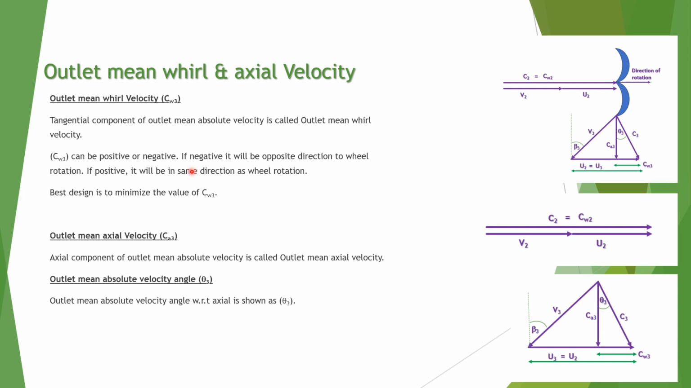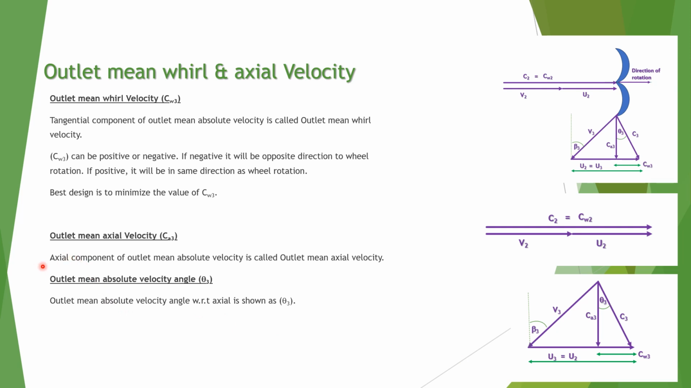Outlet mean whirl velocity. The tangential component of the outlet mean absolute velocity is called the outlet mean whirl velocity. So cw3 can be positive or negative. If it is in this direction it is positive, and negative if it is in this direction. If negative, it will be in the opposite direction to the wheel rotation. If positive, it will be in the same direction as the wheel rotation. The best design is to minimize the value of cw3. The main intention is to minimize cw3 as a good design.